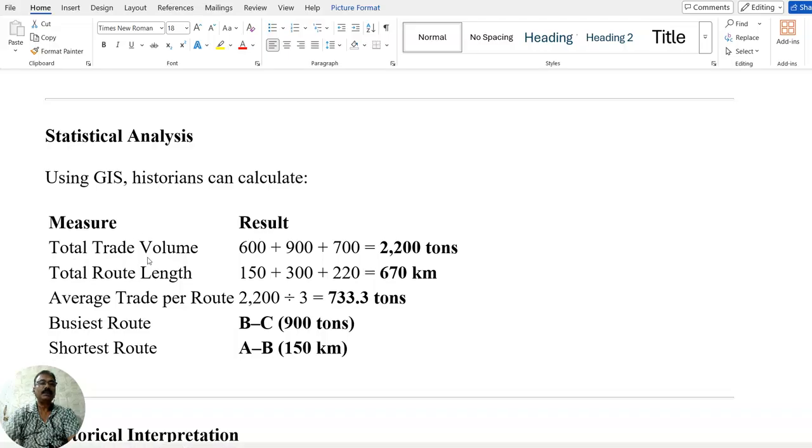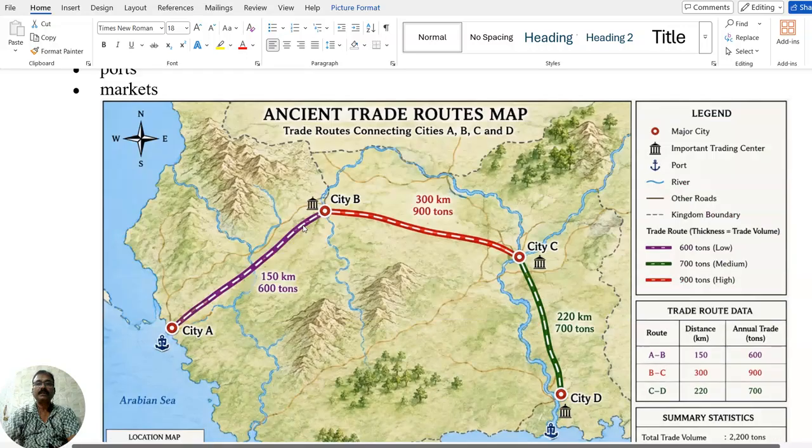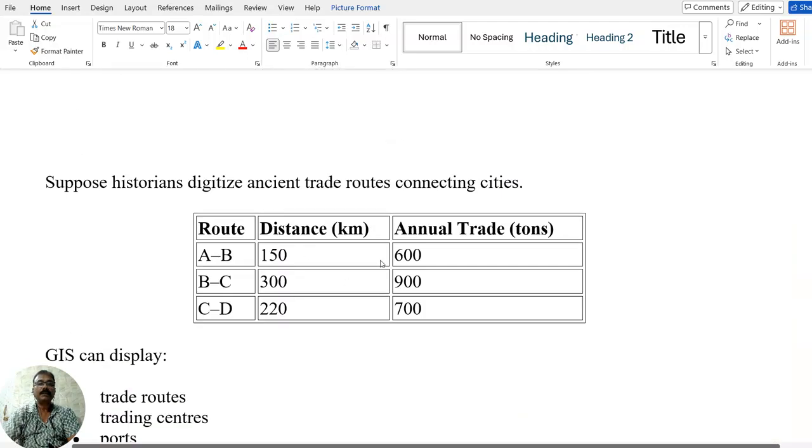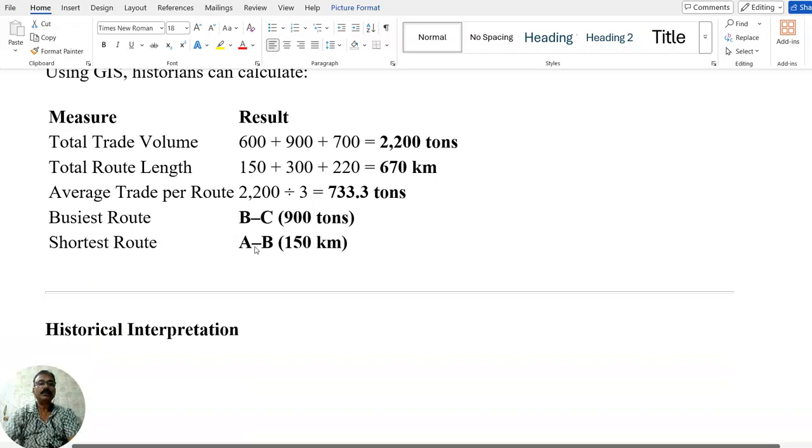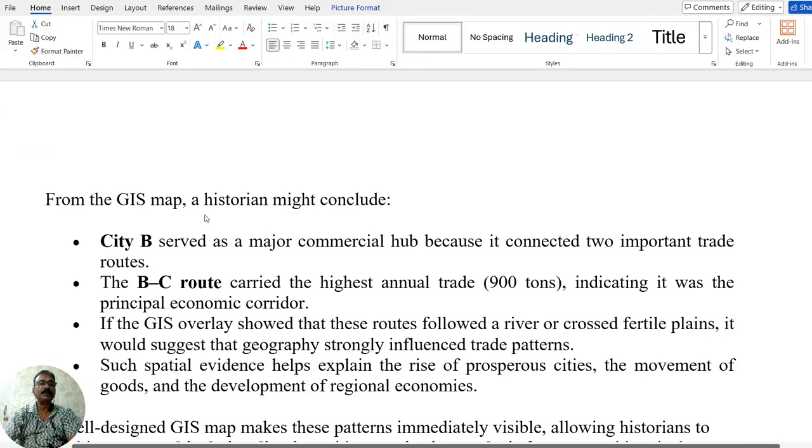statistics. Total trade volume: 600 plus 900 plus 700, 2200 tons. Total route length: 670 kilometers, because 150, 300, 220. Similarly, average trade per route: total trade divided by 3 routes equals average trade per route. The busiest route is B to C, 900 tons. The shortest route is A to B, 150 kilometers. So the historical interpretation will be like this.